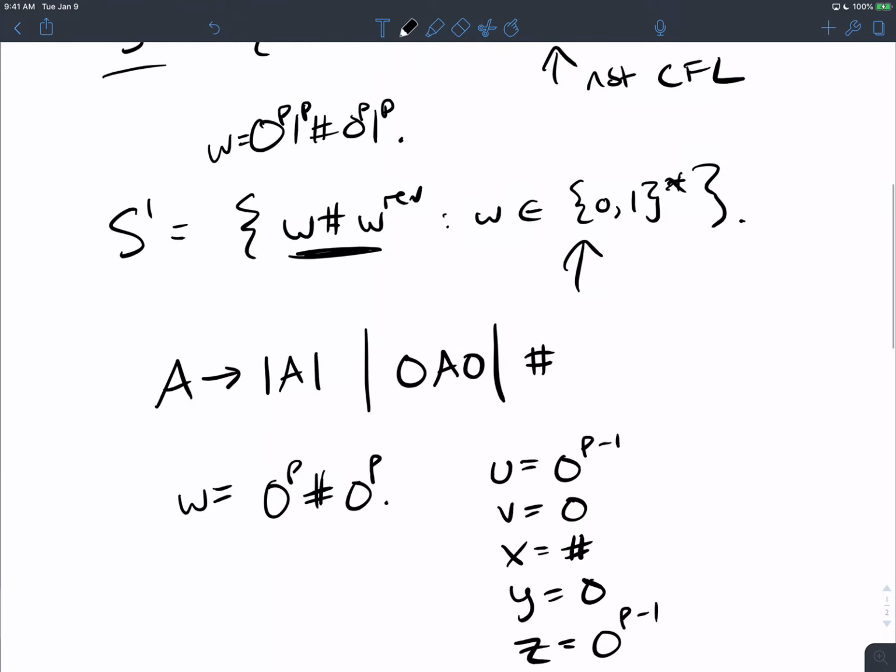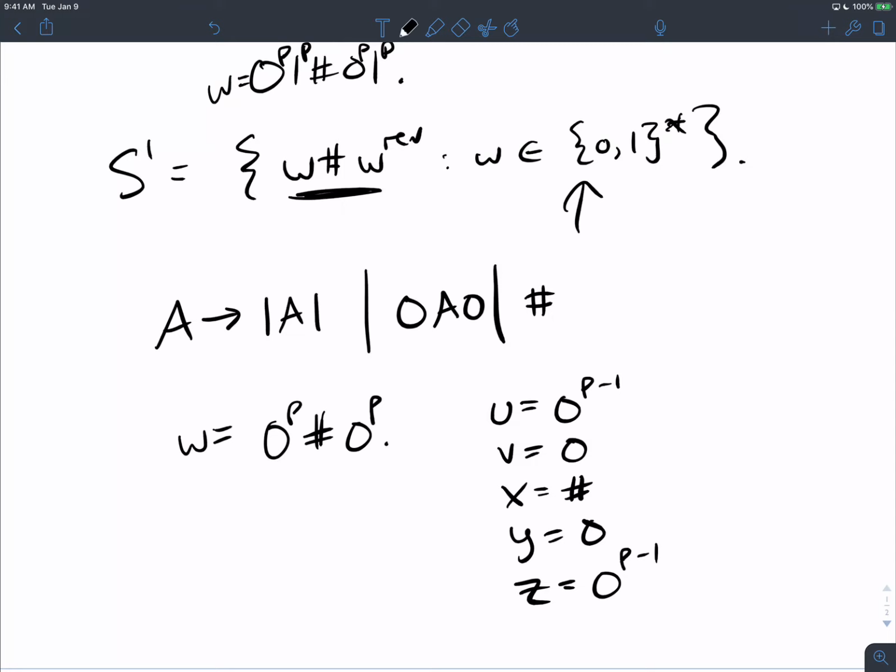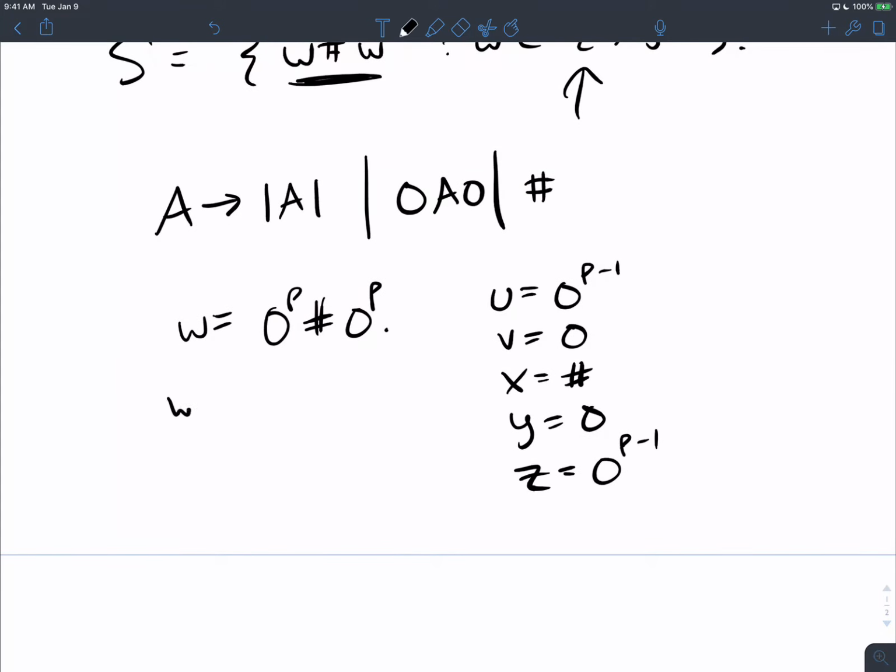And so then you may be thinking, okay, having all zeros on one side is not going to help us. What if we picked instead W prime to be 0^p, 1^p, like the earlier example, but remember we have to reverse it here. So what if we had this string instead?